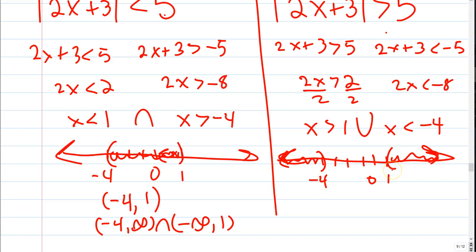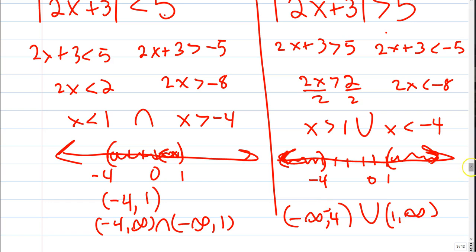Now this one we actually have to write two separate intervals because they are two separate intervals. So what is this one? How about negative infinity to negative 4, 1 to infinity. But this is not done unless we put the or in the middle. So I know to keep both intervals to the left of negative 4, and to the right of positive 1.